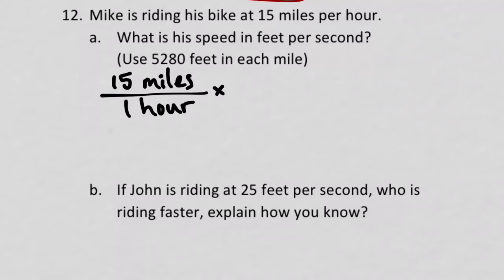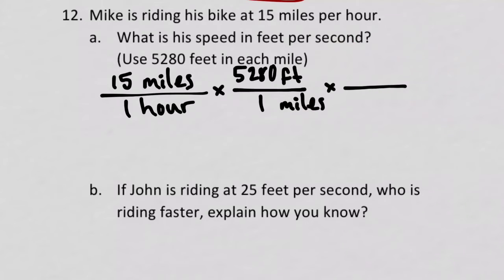So I need to set up a conversion factor here. Get rid of miles first. If I want to get rid of miles, I put miles in the denominator and I put feet in the numerator. Using the conversion they gave me, it's 5280 feet for 1 mile. That will cancel miles and leave me with feet. But I also need to get rid of hours because they want seconds. So I'm going to set up another conversion factor where hours is in the numerator and seconds is in the denominator.